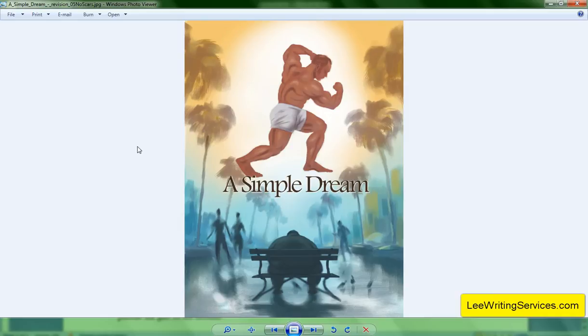Now what you're seeing here is an illustration to a screenplay I wrote. It's called A Simple Dream. Of course, you don't have to have your own illustration. This is just something I made to try to market my script. But you don't have to do that. That's a whole other situation that you don't have to worry about. What you have to worry about is how to write a screenplay.